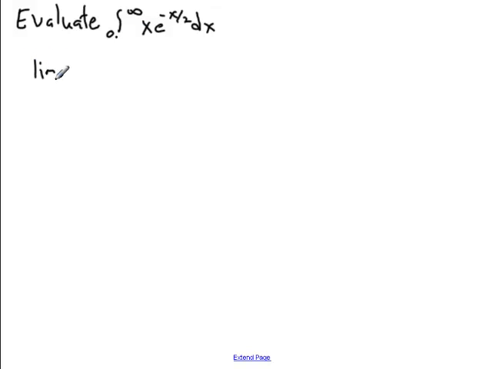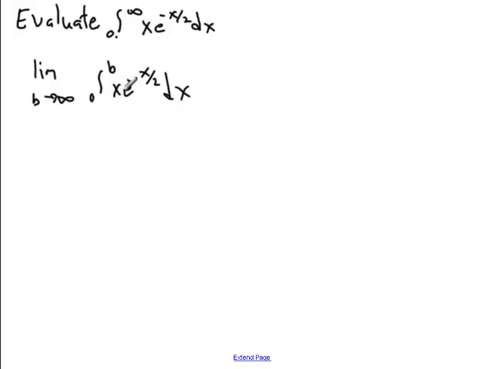take the limit as b goes to infinity of the integral from 0 to b of x e to the minus x halves dx. And now we can evaluate the integral using the fundamental theorem of calculus. So we'll find an antiderivative, plug in b and 0, and once we do that, we'll let b go to infinity and see if we get a number or not.